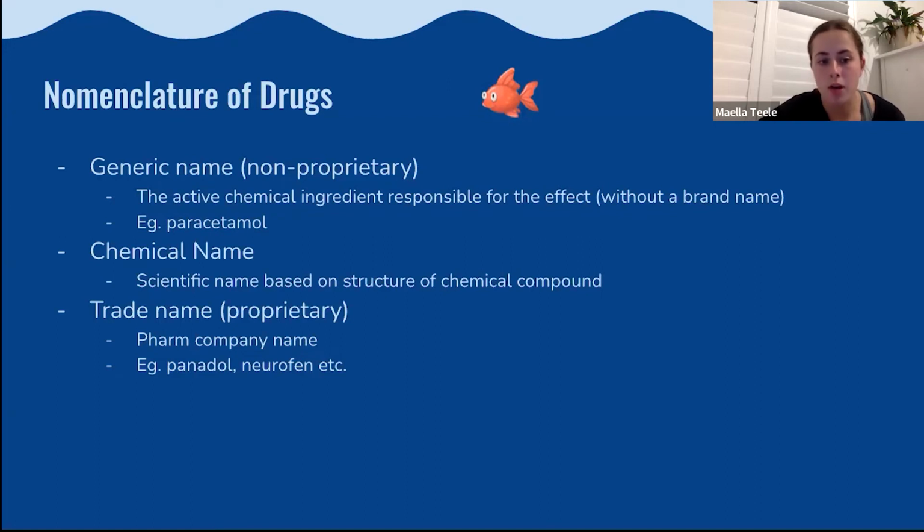Then you've got your chemical name, which is how you name the drug based on the structure of its chemical compound. You won't really learn the chemical names very much. You'll mainly learn the generic names and the trade names. The chemical name is really the scientific name which the pharmacologist will use.